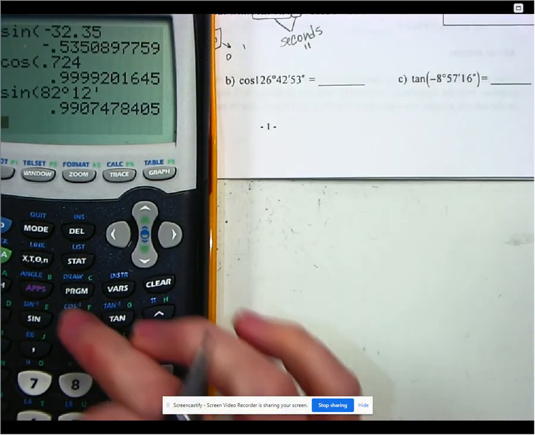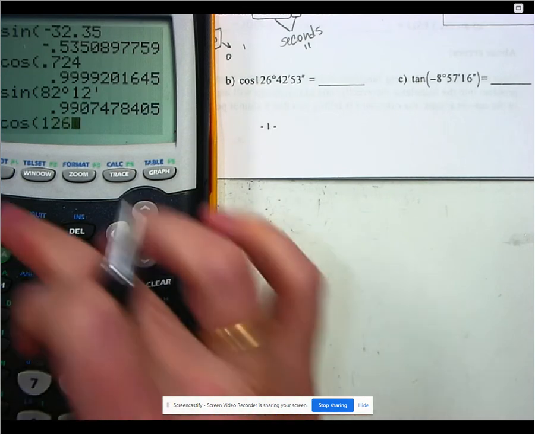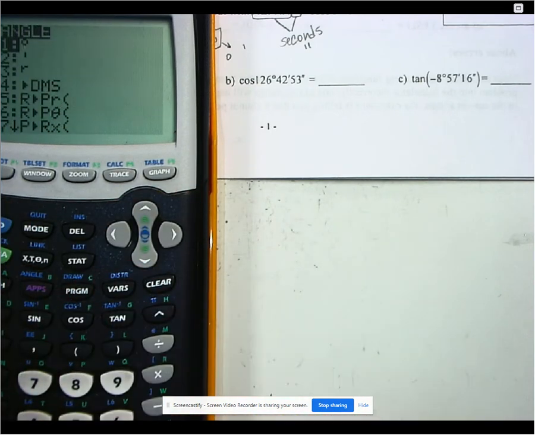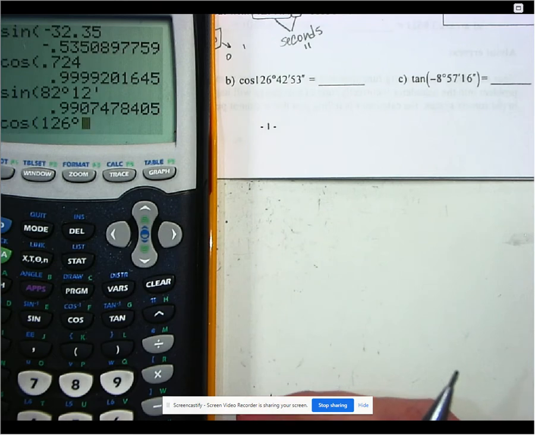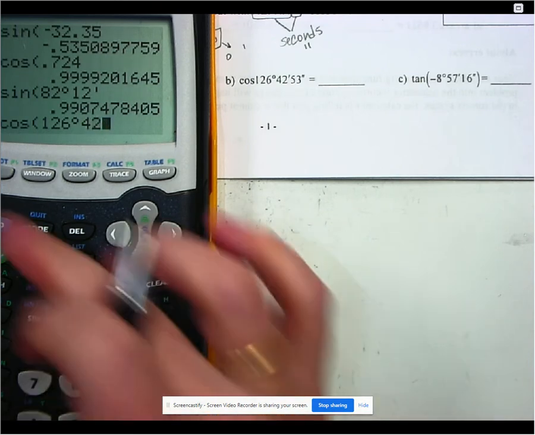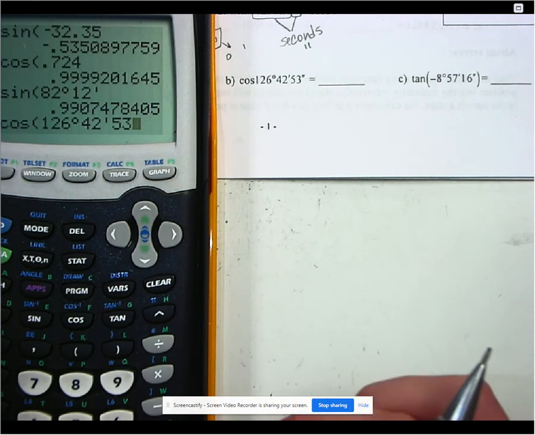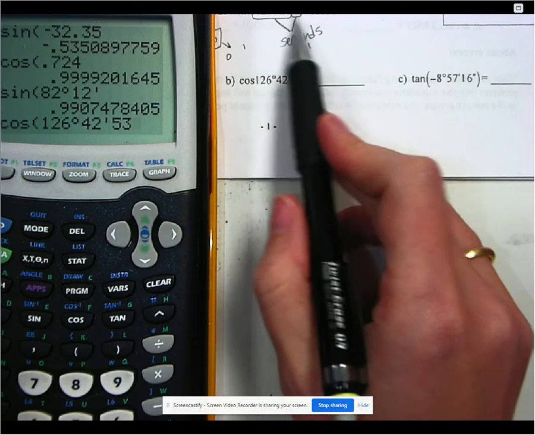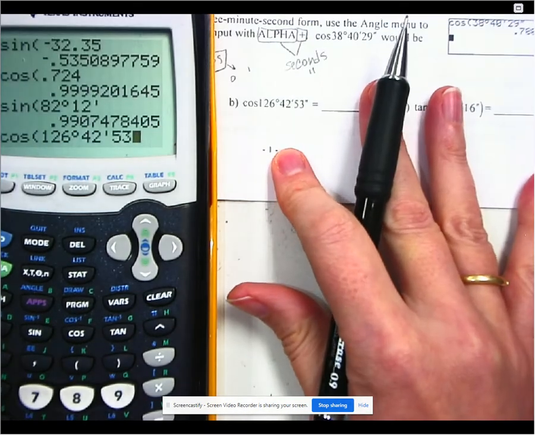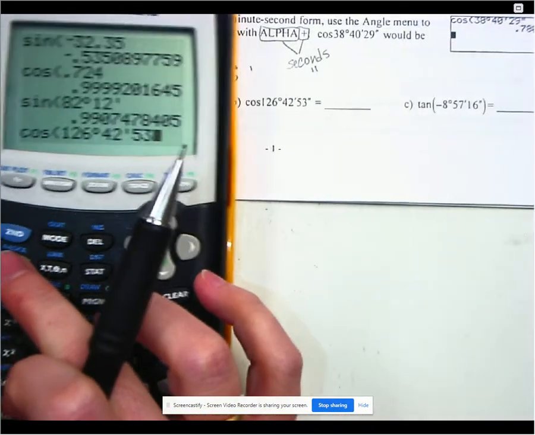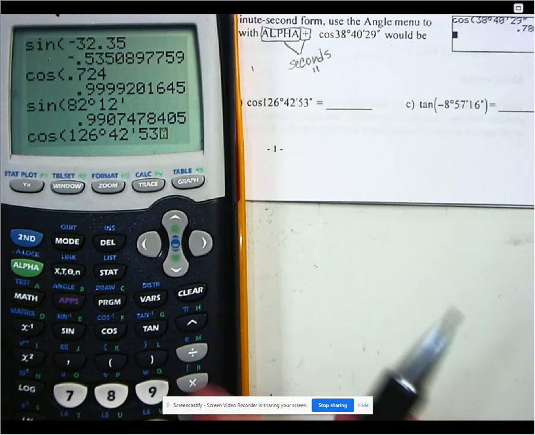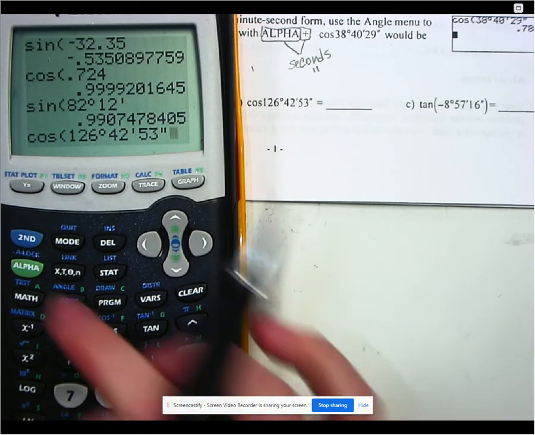Okay, same thing on this one. Cosine, 126 degrees. So second, apps, degrees. 42, second, apps, minutes. And then 53 seconds. So seconds is a different one. We have to do alpha plus to get seconds. So alpha plus, whoops.